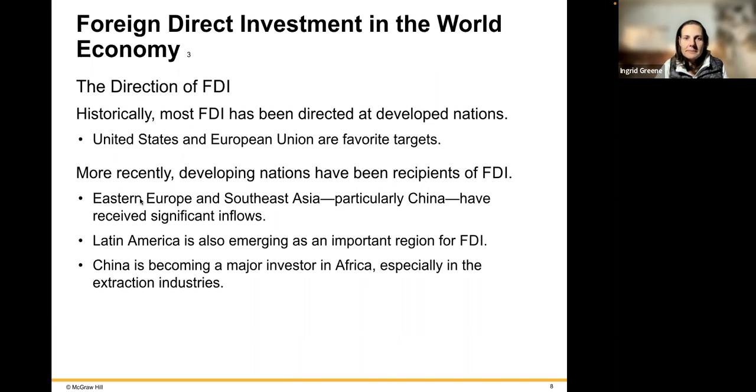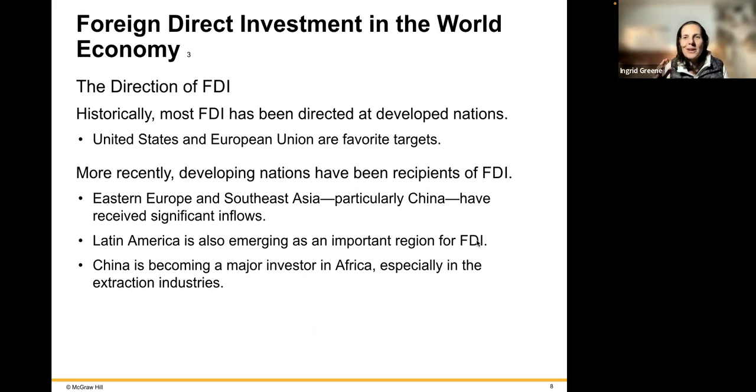Eastern Europe, as we've spoken about, the Czech Republic, Poland, Romania, Bulgaria, they were ripe for foreign direct investment. After the wall came down, there was a lot of opportunity for US companies and multinational companies to go into those worlds. Southeast Asia, particularly China, as we see again and again, have also received significant inflows. Latin America slowly is also emerging as an important region for FDI.